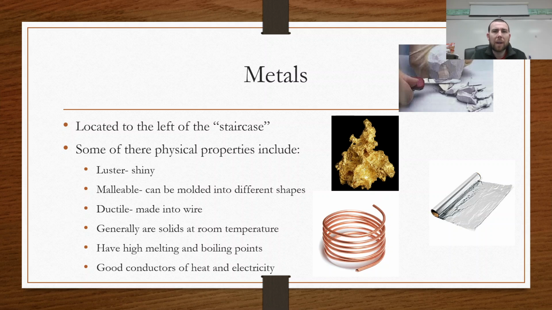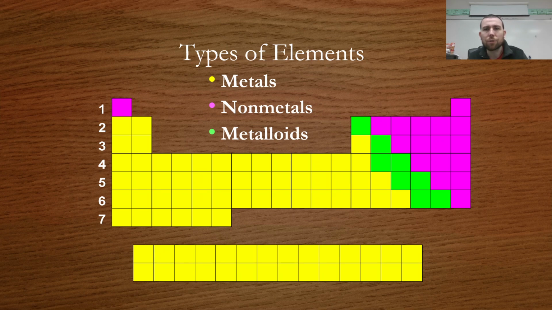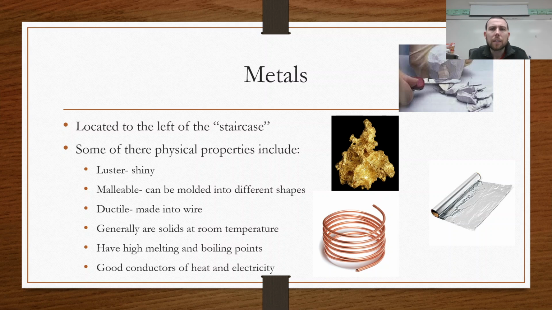The metals are located to the left of the staircase. When I say the staircase, I'm referring to this green section of those metalloids. That's the staircase, and notice how everything to the left of the staircase is yellow, so they're metals. What makes them metals is the fact that they can conduct heat and electricity very well, and that they want to lose electrons in bonding.